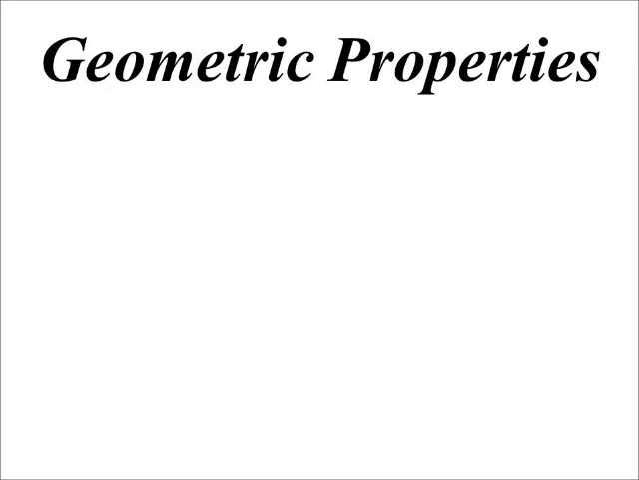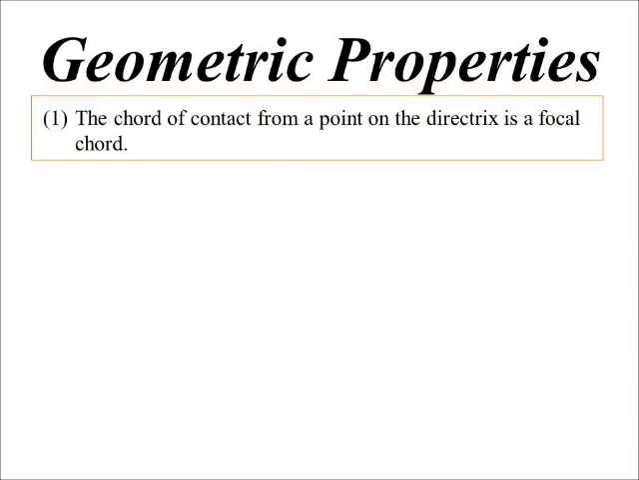We've looked at finding the basic features of our ellipse and our hyperbola, tangents, normals, etc. So now let's actually use it to do stuff. So the geometric properties. The first property is this one: the chord of contact from a point on the directrix is a focal chord.